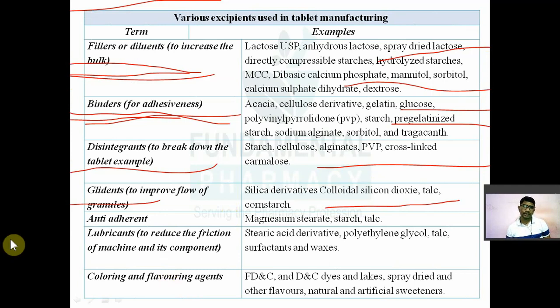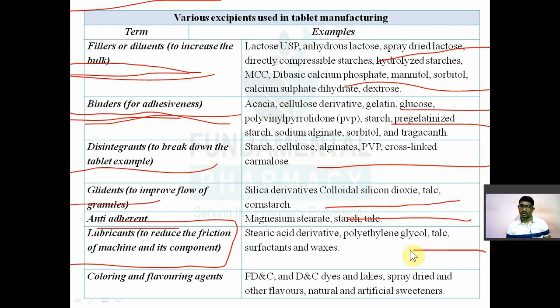Now next one is anti-adherent. Anti-adherent मतलब क्या? So in the tableting machine, due to its continuous punching and all that, there is a formation of very fine powder, and that gets deposited in the various parts and on your tablet also. So to prevent that, anti-adherents are used. For example, magnesium stearate, starch, and talc. Then lubricant. Lubricant means to reduce the friction of the machine and its components. That is the function of lubricant. What are the examples? Stearic acid derivatives, propylene glycol, again surfactants and waxes. These are the examples of lubricants.